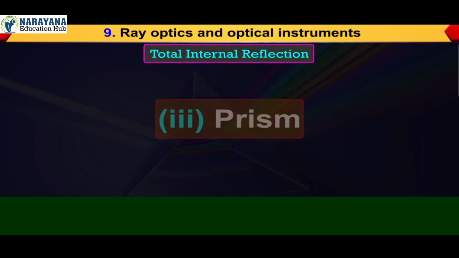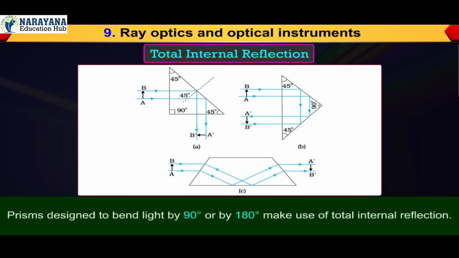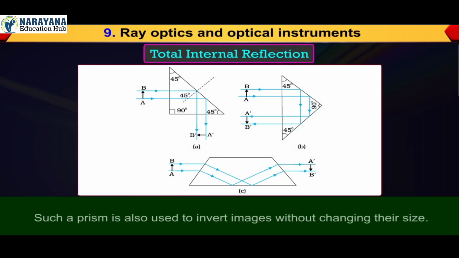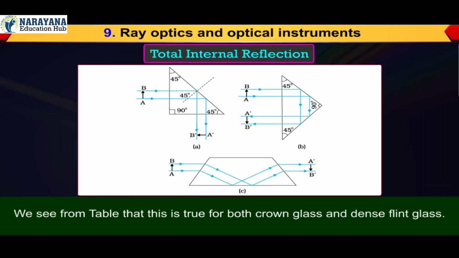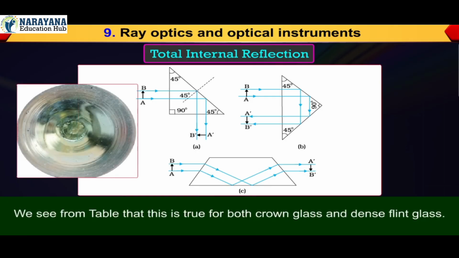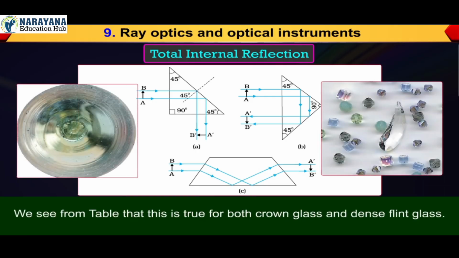Number 3. Prism. Prisms designed to bend light by 90 degrees or by 180 degrees make use of total internal reflection. Such a prism is also used to invert images without changing their size. In the first two cases, the critical angle iC for the material of the prism must be less than 45 degrees. We see from the table that this is true for both crown glass and dense flint glass.